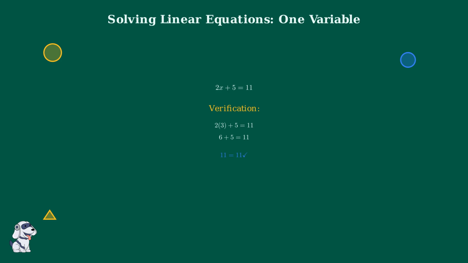Perfect. When we substitute 3 for x, we get 11 equals 11, which confirms our solution is correct. Let's try another example. 3x minus 7 equals 14. First, we add 7 to both sides to get 3x equals 21. Then we divide both sides by 3 to get x equals 7. Remember, the key to solving linear equations is to perform inverse operations to isolate the variable, always doing the same thing to both sides to maintain the equation's balance.